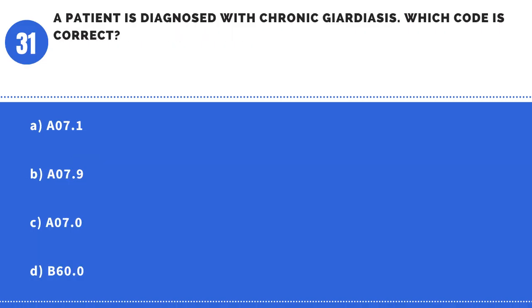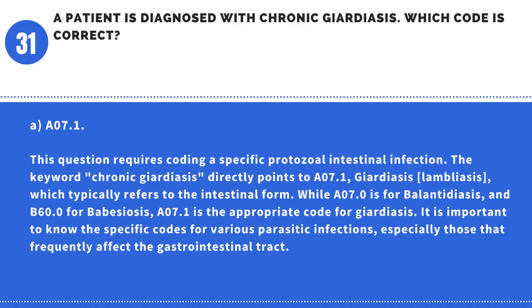Question 31. A patient is diagnosed with chronic giardiasis. Which code is correct? A. A07.1, B. A07.9, C. A07.0, D. B60. Answer A. A07.1. This question requires coding a specific protozoal intestinal infection.